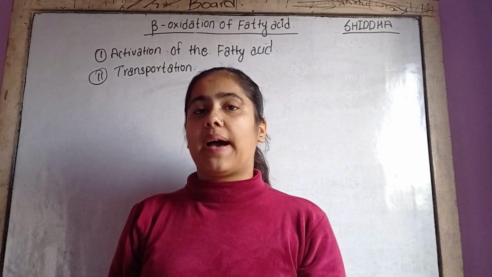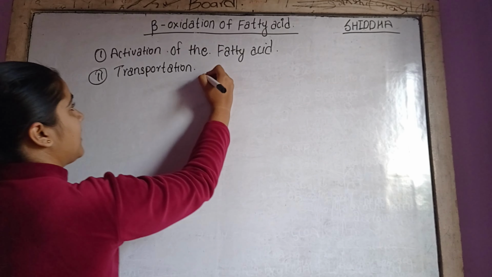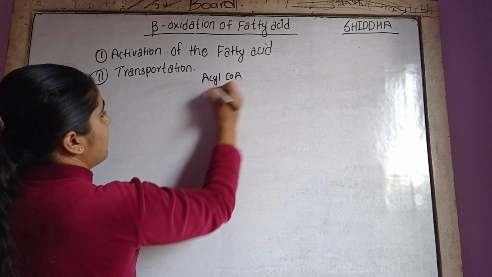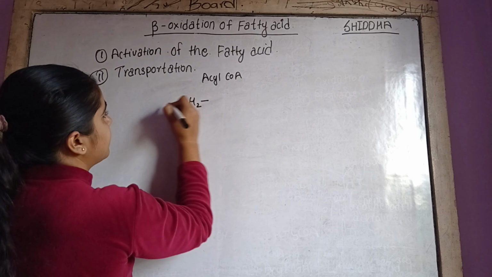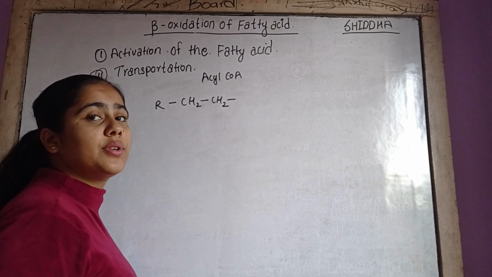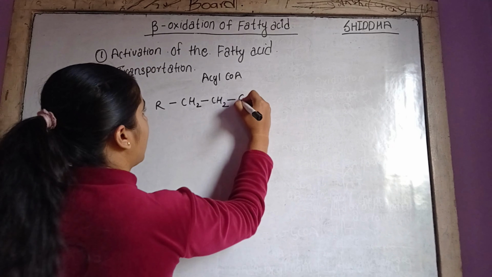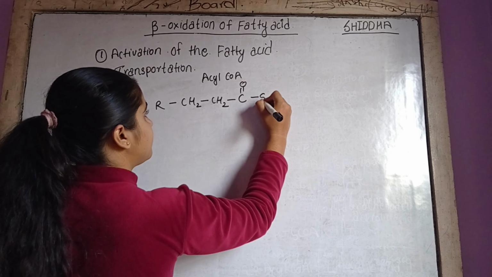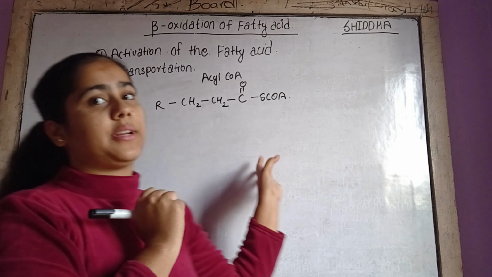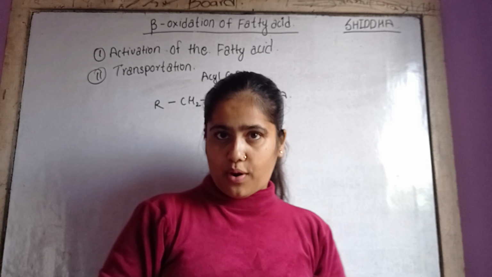Transportation is carried out by Carnitine carrier system, through which this acyl coenzyme A is transported through the inner membrane of the mitochondria inside the mitochondria. So this is transported. After transportation, next step is the beta-oxidation proper.